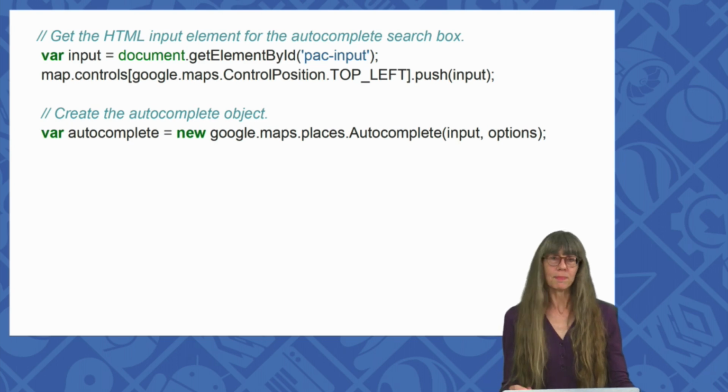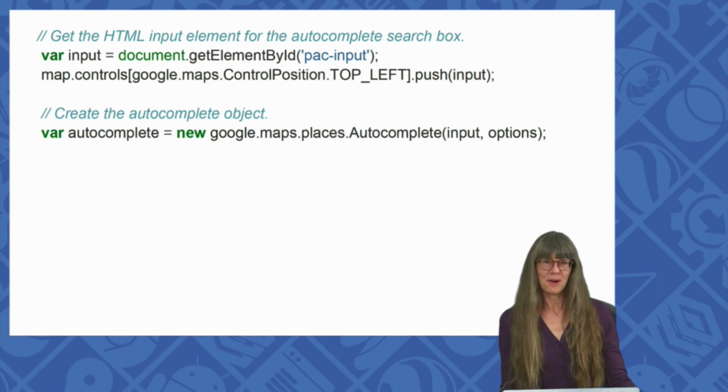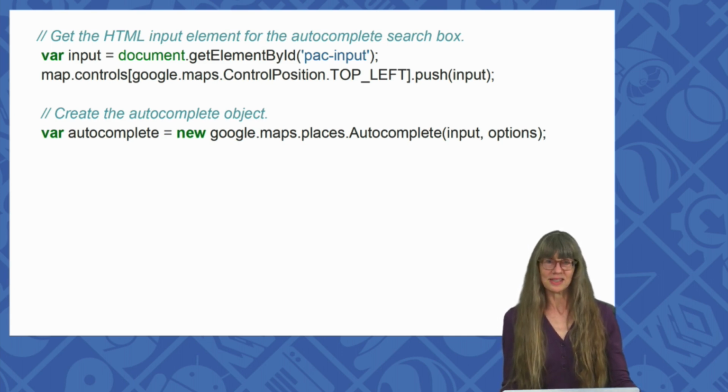Now we hook up the HTML input element as a variable and add some magic to push the autocomplete widget onto the map canvas. And finally, create the autocomplete object, passing it the input element and the options object. Let's take a look at the autocomplete widget in action again.